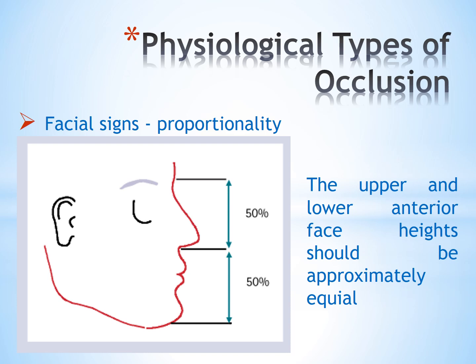Next facial sign, proportionality. Proportionality is a sign when the upper and lower anterior face heights should be approximately equal.